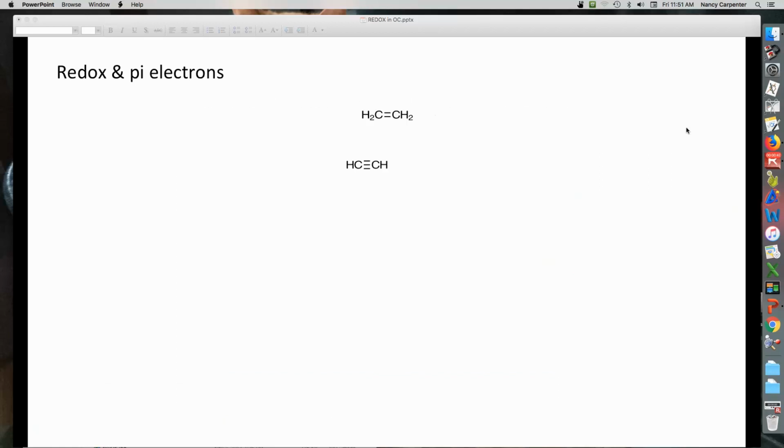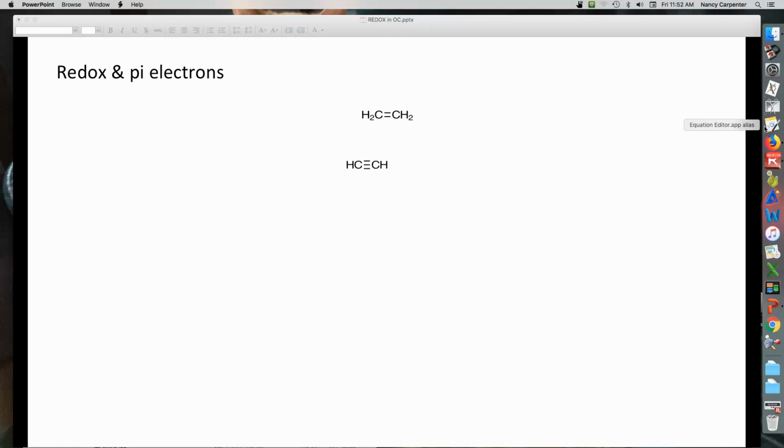What is redox anyway? Well, redox is all about electrons, and basically you give electrons, you are reducing something. If you take electrons away, you're oxidizing something. But in O-Chem it's a little bit different. We really like to focus on the atoms that are associated with those electrons.